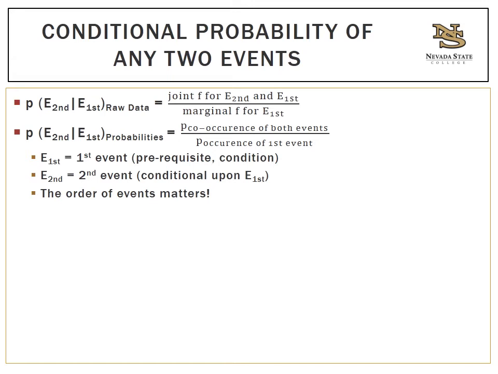So when you see this, we're looking at the first event, the second event, which is conditional upon the first event, and the order of events matters. Something happened when something else already happened. You have to be really careful with that. You'll see the formula here.